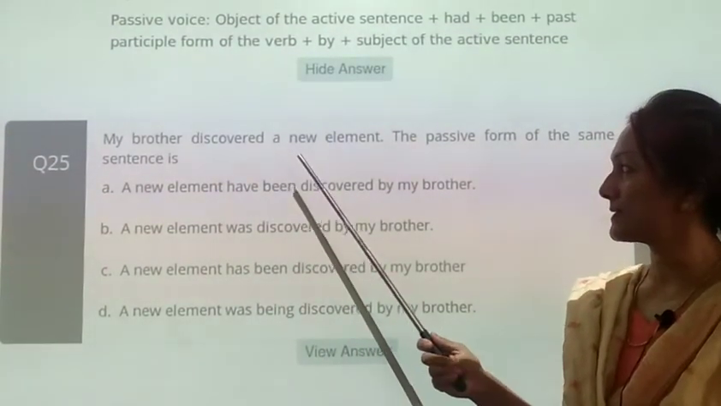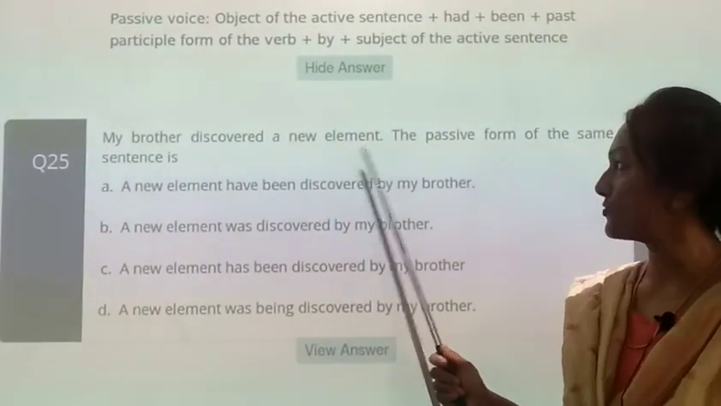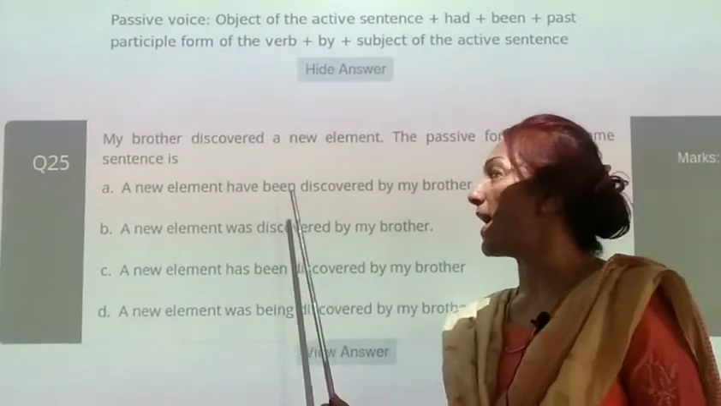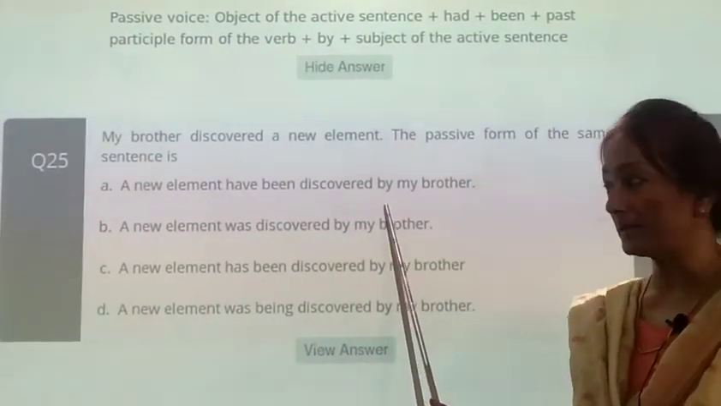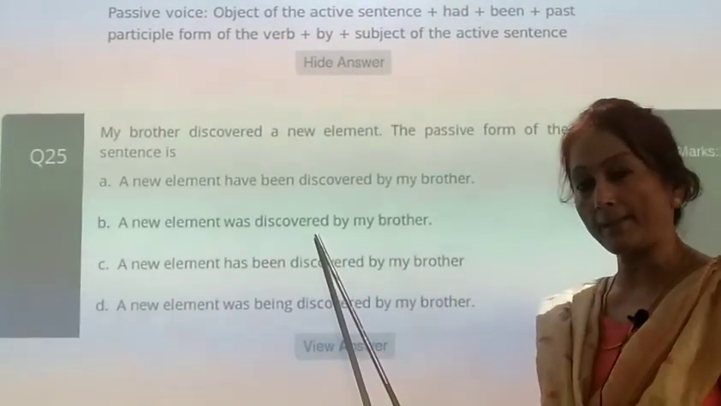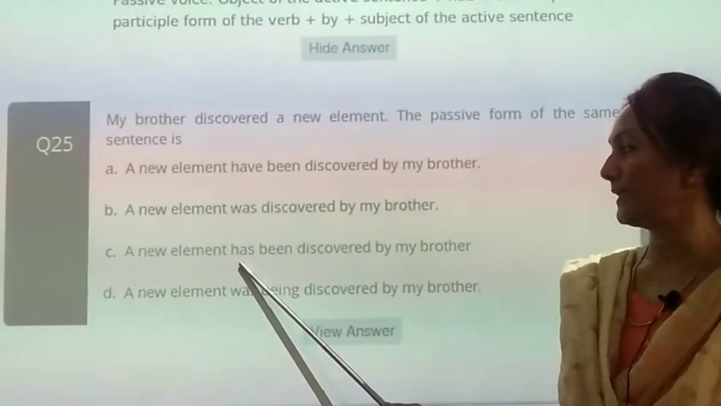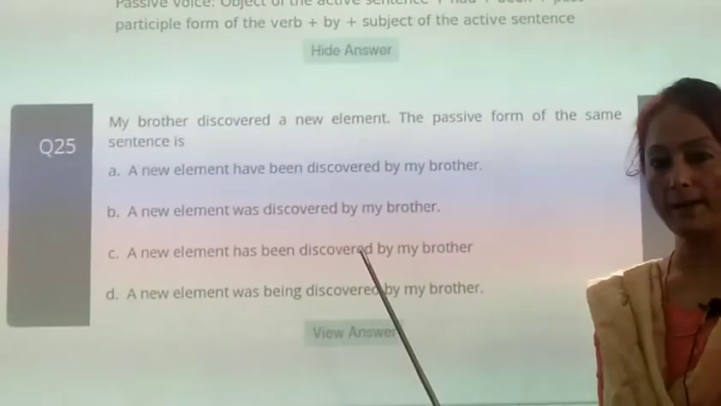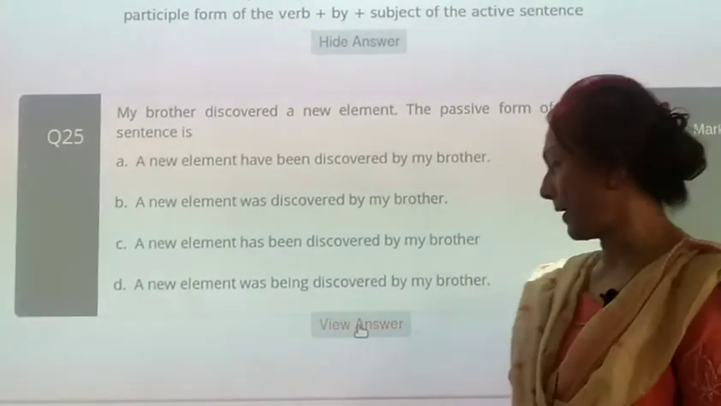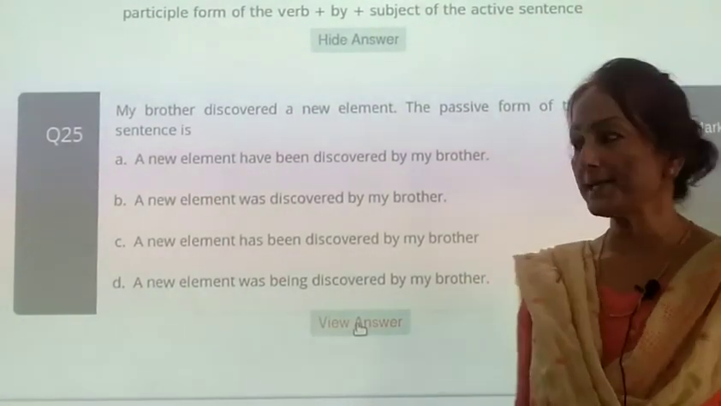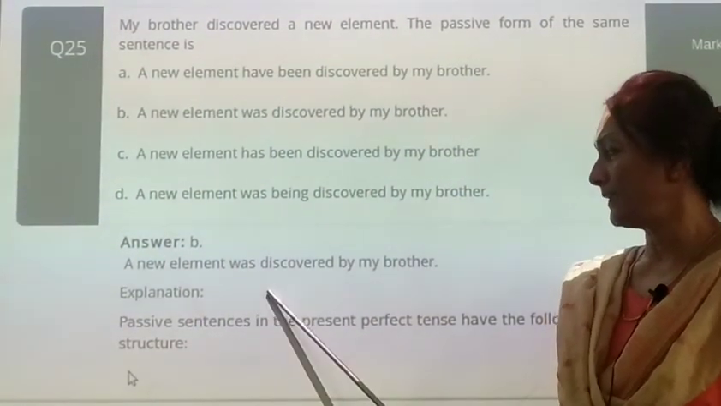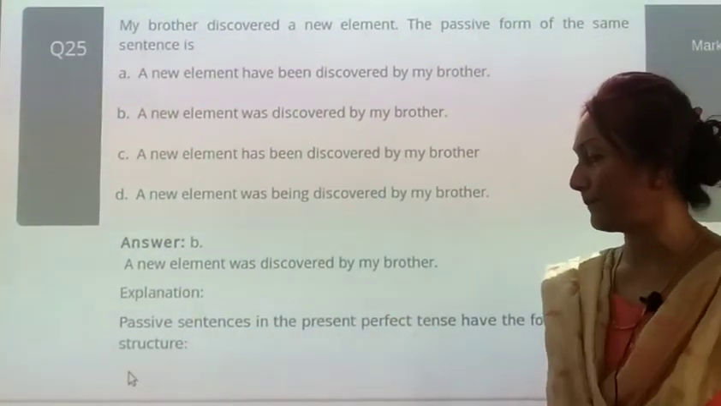My brother discovered a new element. The passive form is: a new element had been discovered by my brother. A new element was discovered by my brother. A new element has been discovered by my brother. A new element was being discovered by my brother. The answer is, a new element was discovered by my brother.